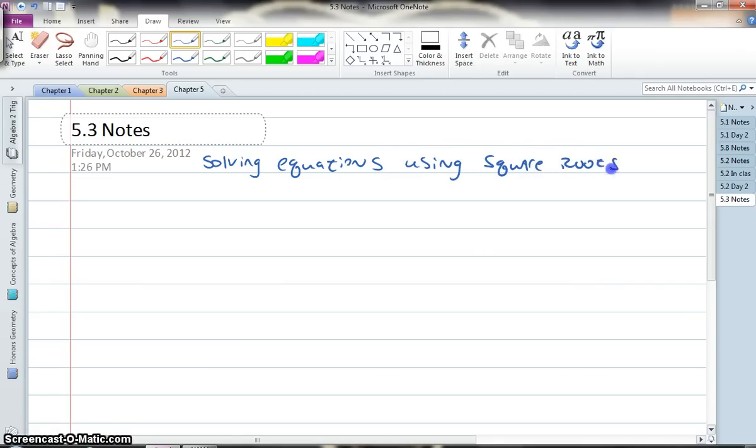So far we've solved quadratic equations by graphing them. We took a look at the x-intercept. And then we spent quite a few days on solving by factoring. Well, today we're going to solve by square roots. Now, let's take a look at some skills that we previously learned. First is simplifying radicals.